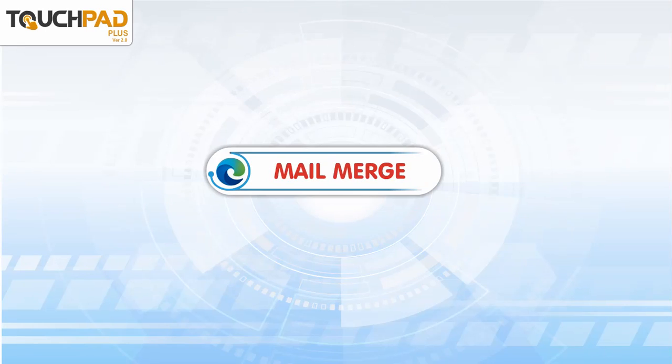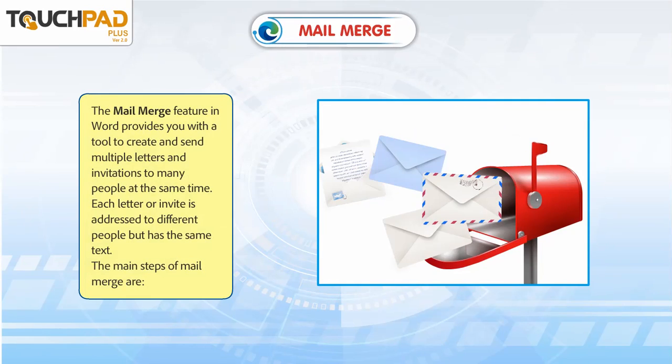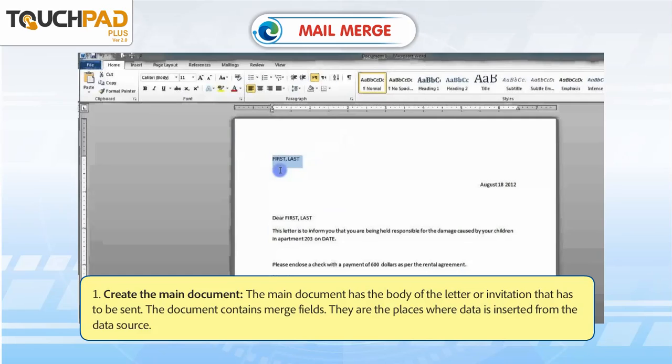Mail merge. The Mail Merge feature in Word provides you with a tool to create and send multiple letters and invitations to many people at the same time. Each letter or invite is addressed to different people but has the same text. The main steps of Mail Merge are: 1. Create the main document. The main document has the body of the letter or invitation that has to be sent. The document contains merge fields. They are the places where data is inserted from the data source.